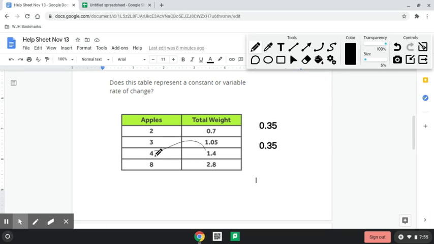And you can see it skipped some numbers right here. That doesn't mean it's a variable rate of change automatically. It can still be constant. But if you divide 2.8 by 8 and you still get 0.35 for all 4 of these, then it is a constant rate, because that means each apple still weighs the same, even if we skipped a couple numbers in our table.